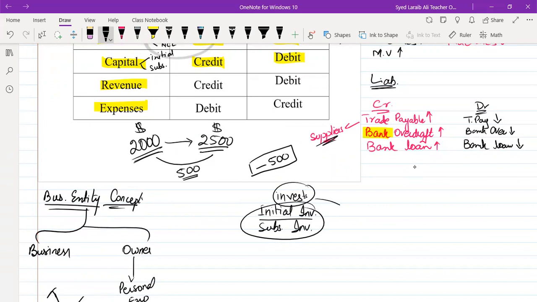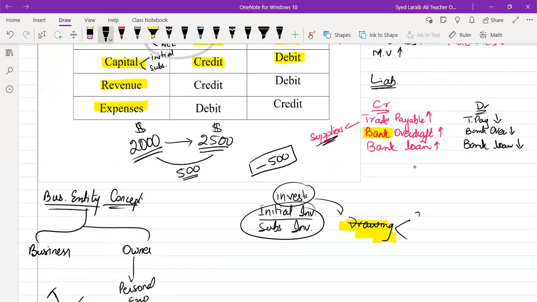side. But when the owner takes some cash or goods from the business for his personal use, it decreases his share. He has to take the amount from his capital, and that decreases his capital and is recorded on debit side. The amount which is taken by the owner for his own use is called drawing. Drawings means that the owner has taken an amount for his personal use, for his home, or for his household work. That is called drawings.